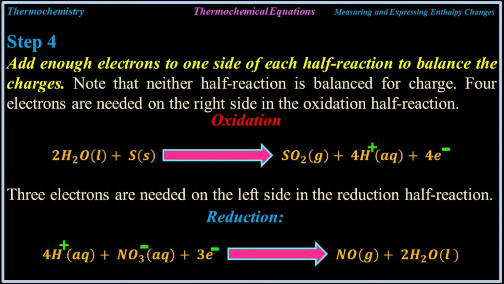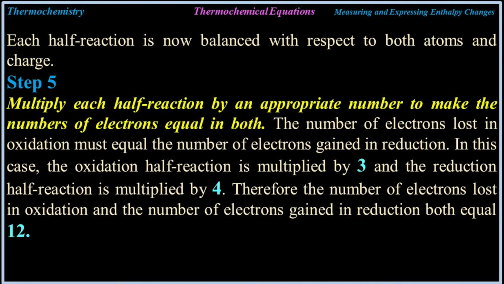So I have the oxidation half reaction and the reduction half reaction. Excellent. So now let's proceed to Step 5. Each half reaction is now balanced with respect to both atoms and charge. Step 5, multiply each half reaction by an appropriate number to make the numbers of electrons equal in both. The number of electrons lost in oxidation must equal the number of electrons gained in reduction.